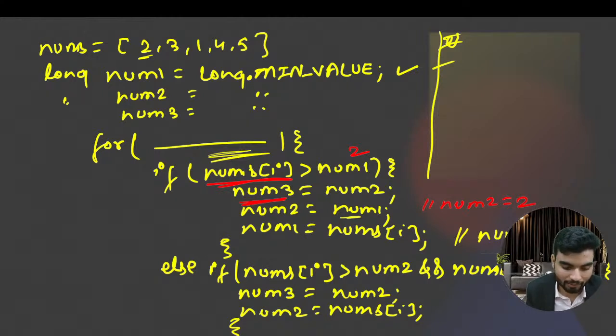Again what will happen? We will have another value which is 1. Now upcoming value is 1. So is 1 greater than num1? No, it is not. So this means this will not execute. Again see, is this 1 greater than num2? Num2 was 2. No, this is not. Which means we will see another condition.